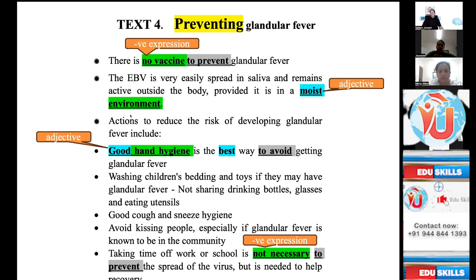Adjective, moist environment. And you have scale here, best. These are the clues you have to skim through. You have to find out. And beginners, don't worry. I'll explain to you later in a session or in the Q&A what is scale and other things. If you don't understand as of now, just understand there are clues of this type.